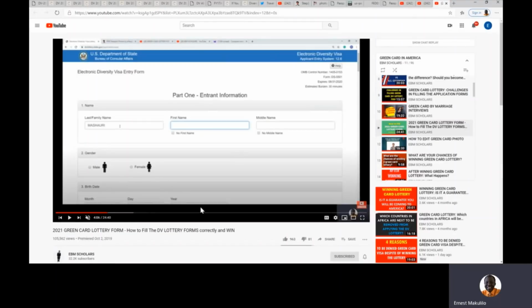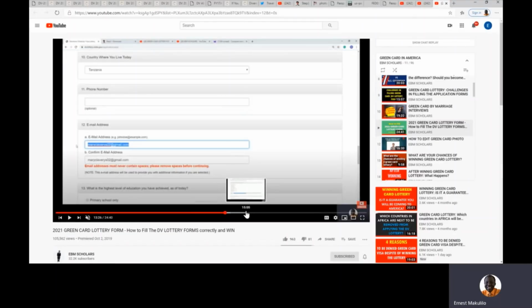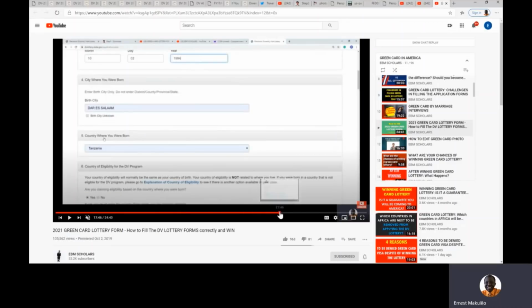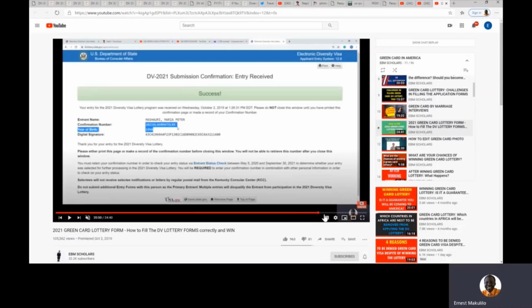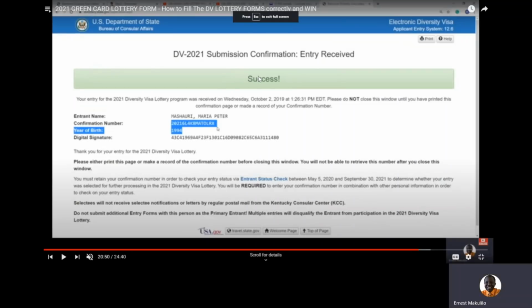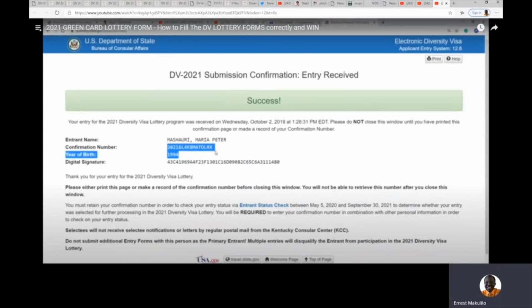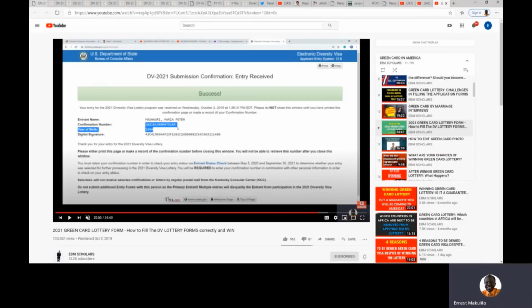Let me go to this application and I will show you what that means. When you fill in everything and it comes to the confirmation number, this is when they say successful. We see the V2021, it will say entry received, success, and the name of the person. The name will appear as last, first, middle. Then it will give you the confirmation number, the digital signature, and the date you can come to check the results. So if you reach this page, that means your application has been successfully submitted.